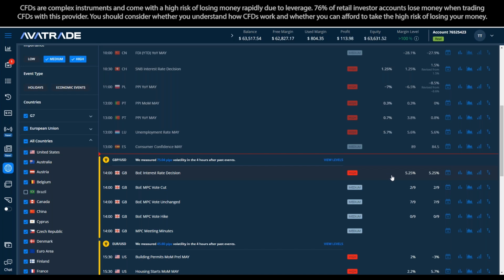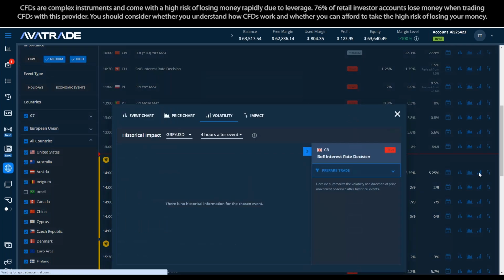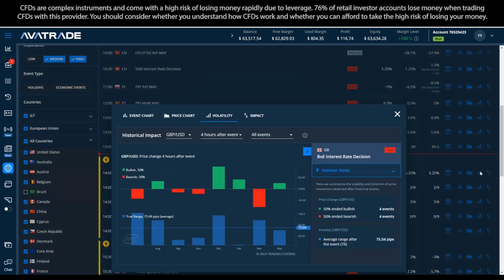Rather than having to do that manually and get on the charts and find when the last announcements were, try to find the exact time on the chart and see which way the movement went based on how the announcement came in, that would be difficult to do on your own. So this tool here allows you to analyze that data with just a few clicks.